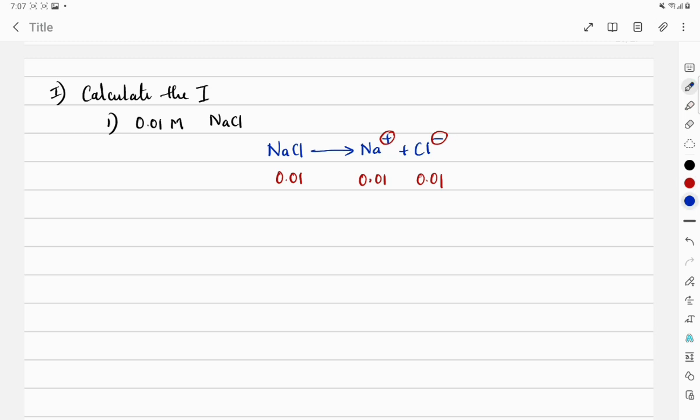So we have two ions. Firstly, that is Na+, which has molarity, or concentration, of 0.01 and charge of 1. In case of Cl-, the next ion, the molarity is again, let's denote it as M1 and Z1, M2 and Z2. So M2, the concentration, is 0.01 molar. Z2, the charge on Cl-, is -1.